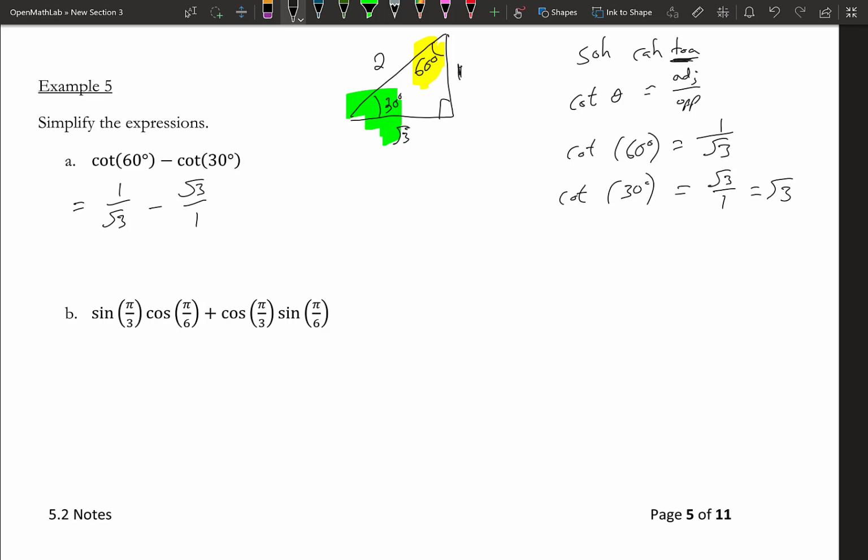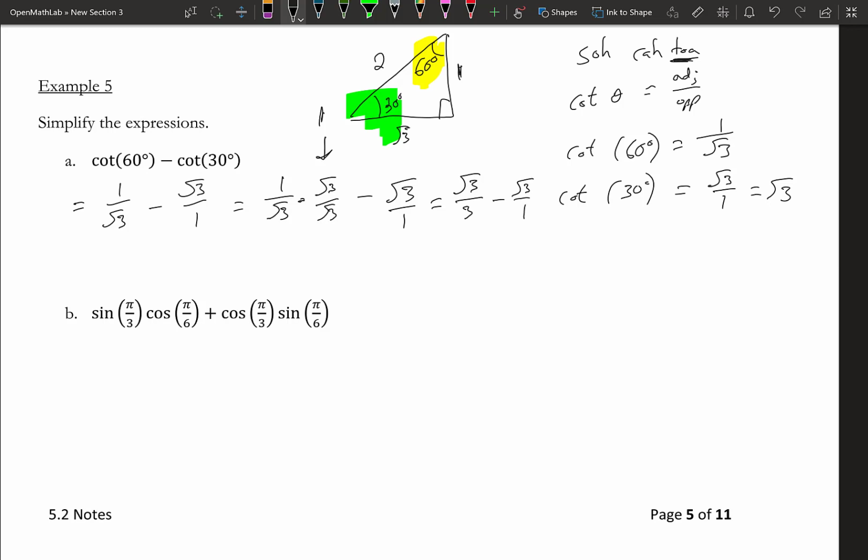So we want to get common denominators. So what I could do first is rationalize the first denominator. So this would be 1 over radical 3 times radical 3 over radical 3. And we have minus radical 3 over 1, right? So all I did was multiply the first guy by 1, essentially, right? Because radical 3 divided by radical 3 is just 1. So I'm not changing the value. So this gives me radical 3 over 3, because radical 3 times radical 3 is just 3. And then we have minus radical 3 over 1.